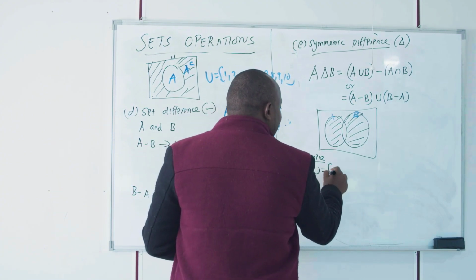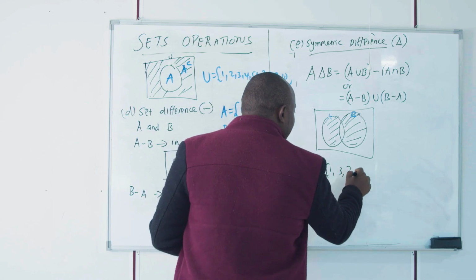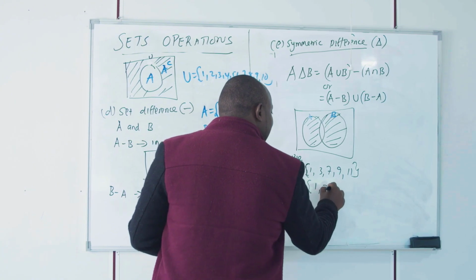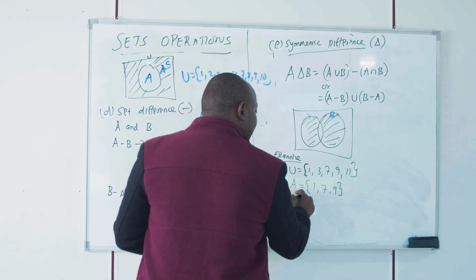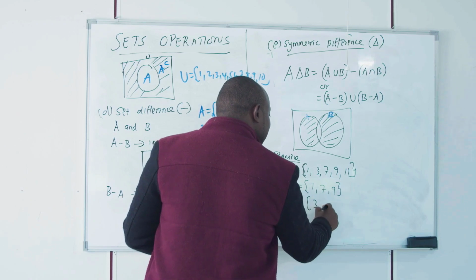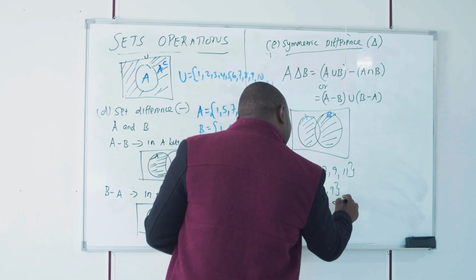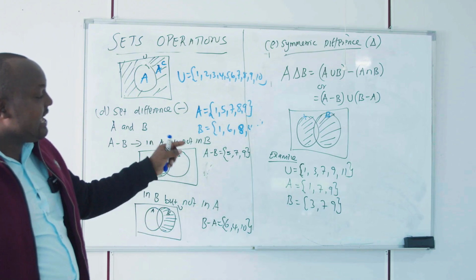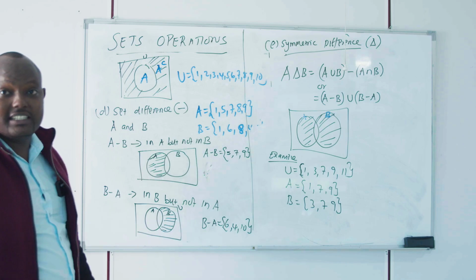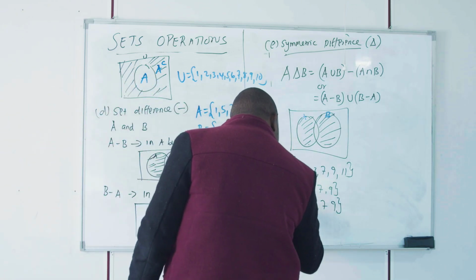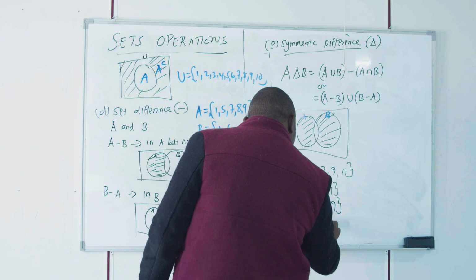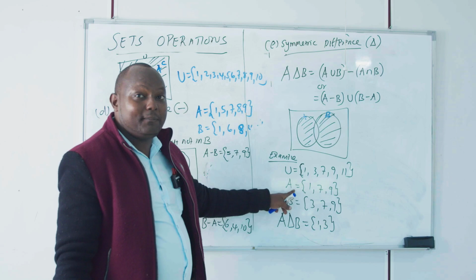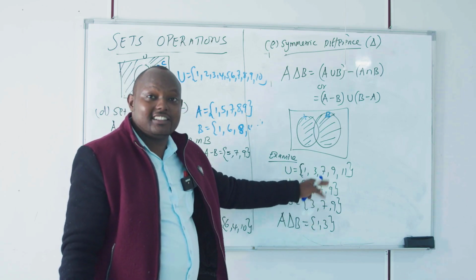We had a universal set of 1, 3, 7, 9, 11. And set A had 1, 7, 9. And set B had 3, 7, and 9. So we are talking of all elements in A and B but are not shared commonly. So what are those? A symmetric B, we will have 1, 3. I hope it is clear. There are those elements in A and B but are not shared commonly.